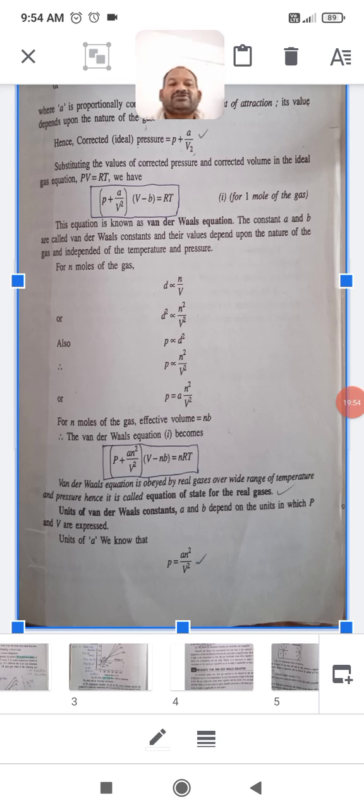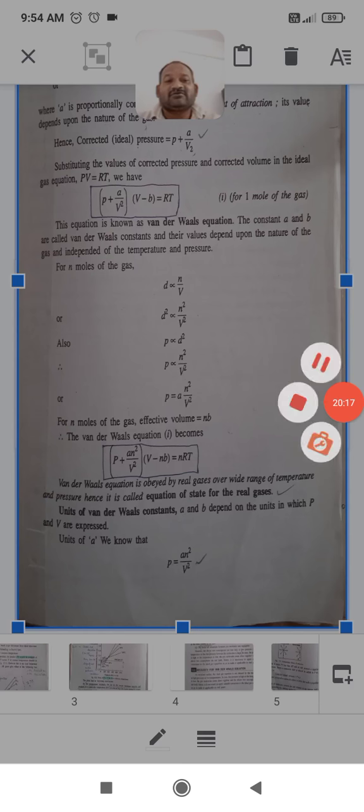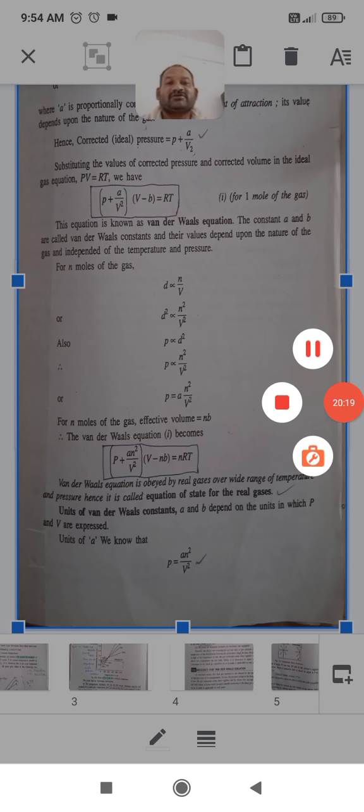So today we discussed the van der Waals equation, the derivation of the van der Waals equation, isotherms of nitrogen gas, and the deviation from gas laws, that is Boyle's law, Charles' law and Avogadro's law. These are the main important topics.